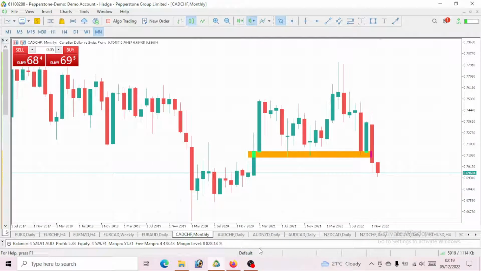So welcome guys. What we have today is CAD Swiss franc. We want to see where this movement would be going for this week. That is CAD Swiss franc.